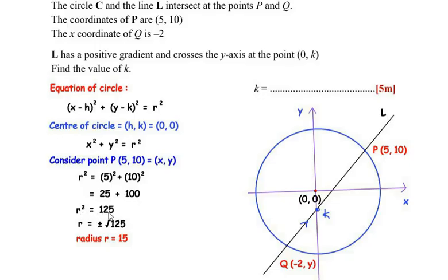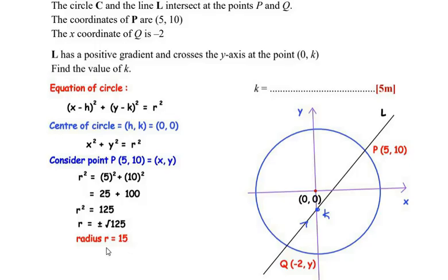That gives us 125. Now taking the square root on the other side of the equal sign, we get radius is equal to plus or minus square root of 125. Since radius is a length, we cannot take the negative value. So the radius will be equal to positive square root of 125, and square root of 125 is 15.